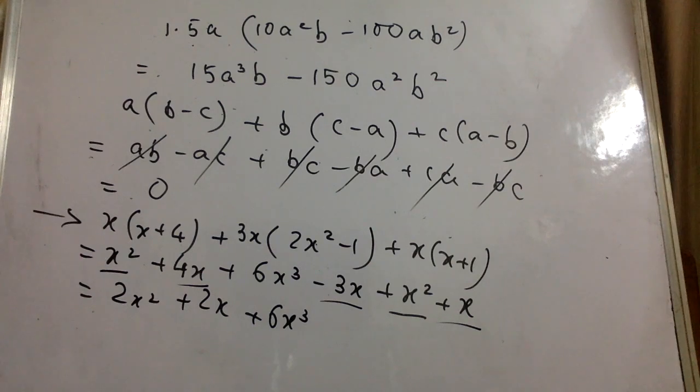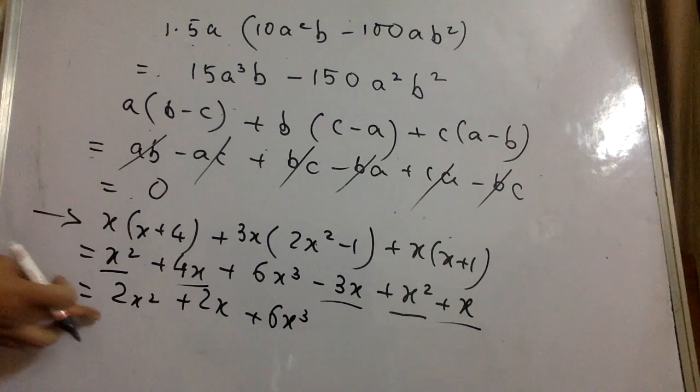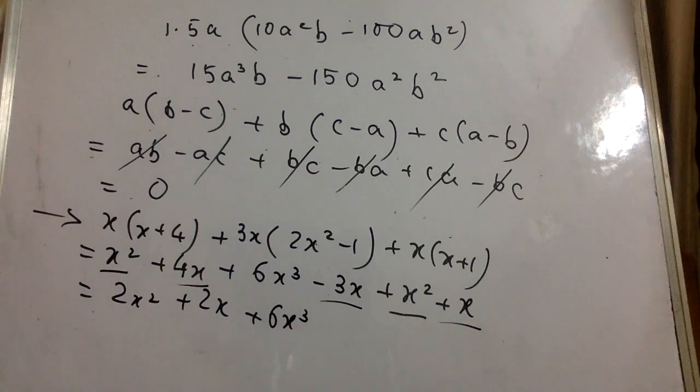Okay, and that is your final answer. See here, all unlike terms. So unless you reach all unlikes, don't stop with the question. So this was binomial with a monomial multiplication. Okay. Next, we are going to take up a binomial with a binomial multiplication.